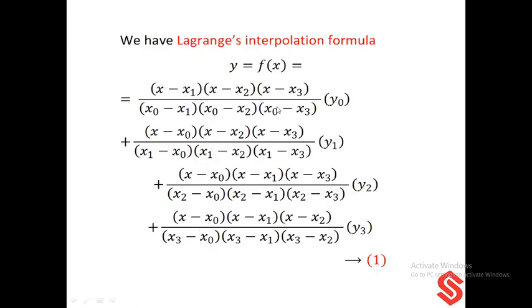First you write the Lagrange's interpolation formula. y is equal to f of x is equal to x minus x1 into x minus x2 into x minus x3 divided by x0 minus x1 into x0 minus x2 into x0 minus x3 into y0 plus x minus x0 into x minus x2 into x minus x3 divided by x1 minus x0 into x1 minus x2 into x1 minus x3 into y1 plus x minus x0 into x minus x1 into x minus x3 divided by x2 minus x0 into x2 minus x1 into x2 minus x3 into y2 plus the last term is x minus x0 into x minus x1 into x minus x2 divided by x3 minus x0 into x3 minus x1 into x3 minus x2 into y3. Say it is equation 1.